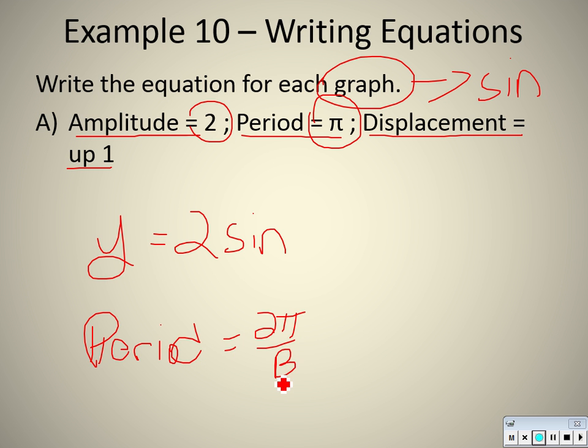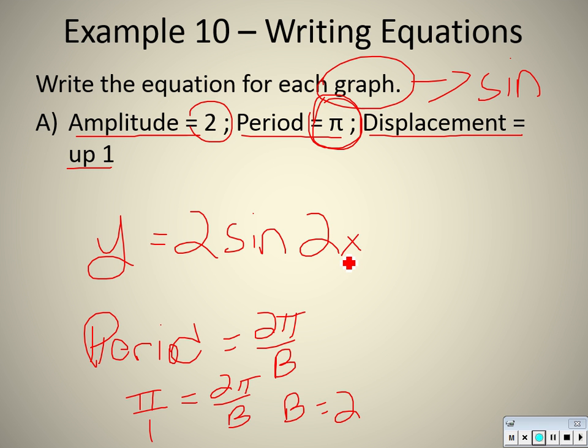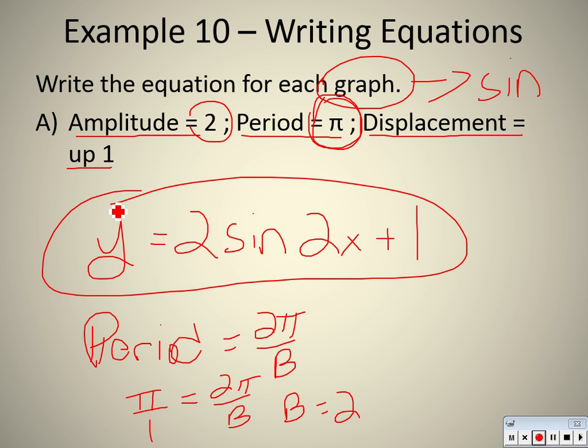So I'm going to substitute this pi in for the period, and I'm going to solve this equation for b. And when I do that, I get a b value that equals 2. So the easiest thing to do here is to just put this over 1 and cross multiply. So that 2 is going to go here. Since there's no shifting involved, there's no parentheses for this, so I can put my x in here. And then the displacement's up 1, that's just plus 1 at the end. So that is my equation that fits this description for part A.